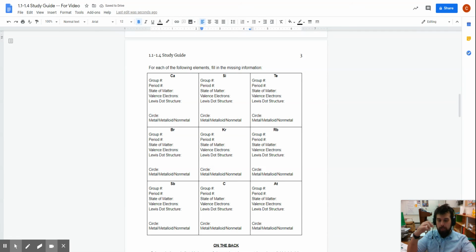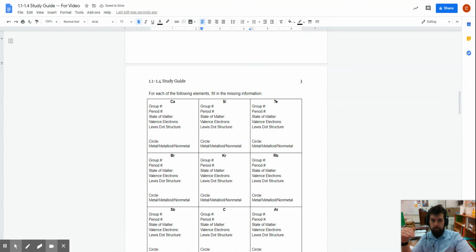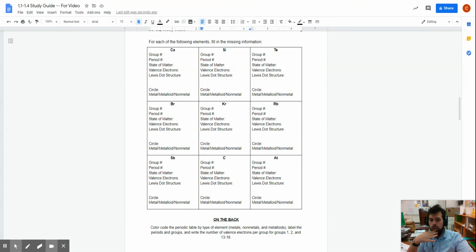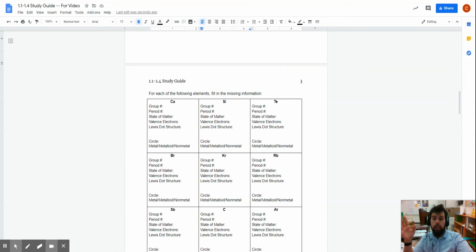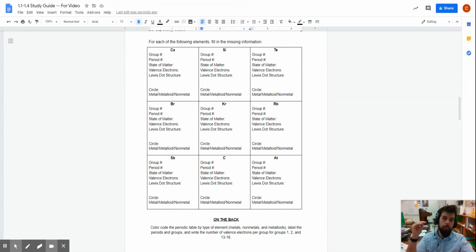Now let's move on to this. I'm just going to do this for a few of these because I'm running out of time in second period, to be perfectly honest with you. Calcium. Oh, wait. What am I doing? I'm jumping right into the table without reading the directions first. Let me carefully read those. For each of the following elements, fill in the missing information.